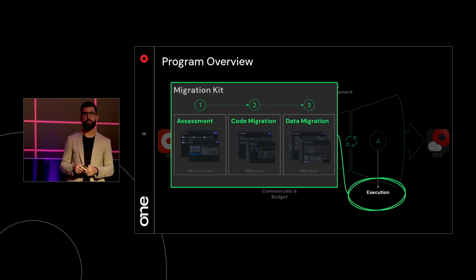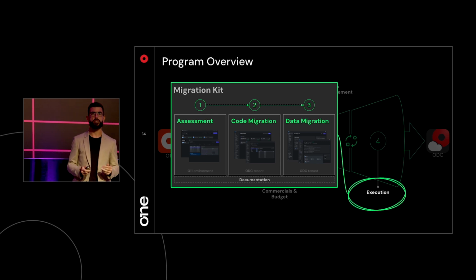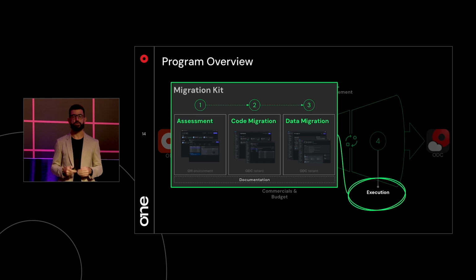And lastly, once that code is already published in ODC, then you go to the next step, which is data migration, which ensures that your existing O11 data from any environment can be migrated into their according entities on the ODC side. And throughout this entire journey, we have documentation to help you along the way that clears out any questions that you may have.